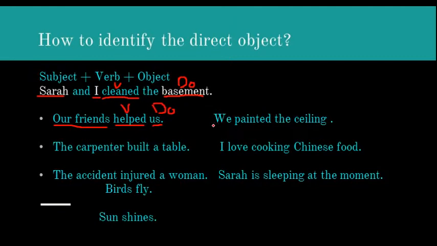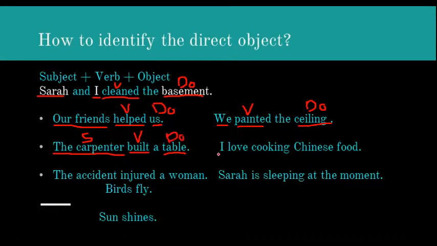Next example, we painted the ceiling. In this sentence, we is the subject. We need to identify the direct object. Painted is the action verb. Painted what? Ceiling. Next example, the carpenter built a table. In this sentence, the carpenter is the subject. Built is the action verb. And built what? A table. So, table is receiving the action of the subject. Therefore, table is the direct object.